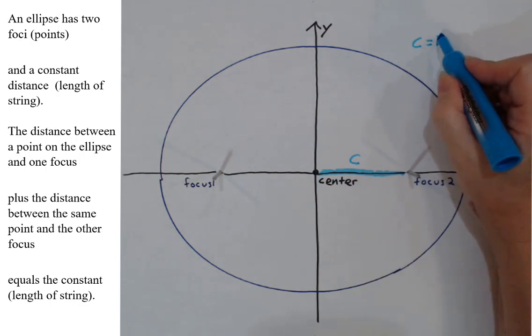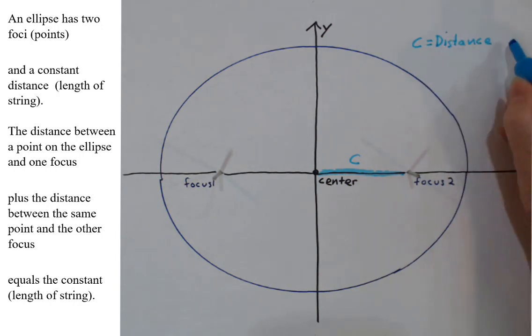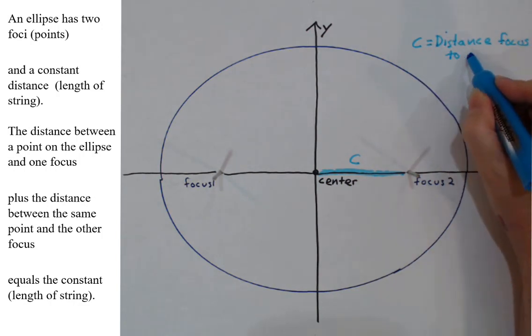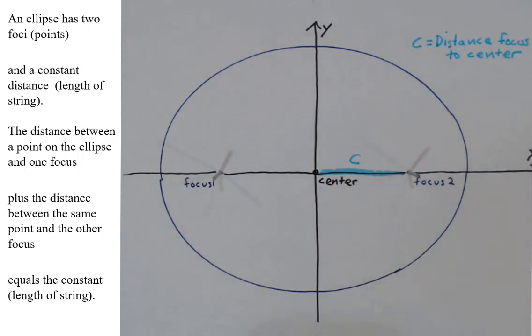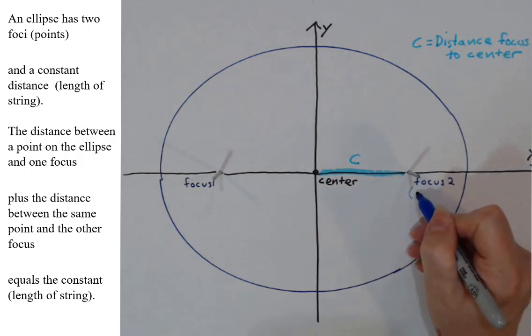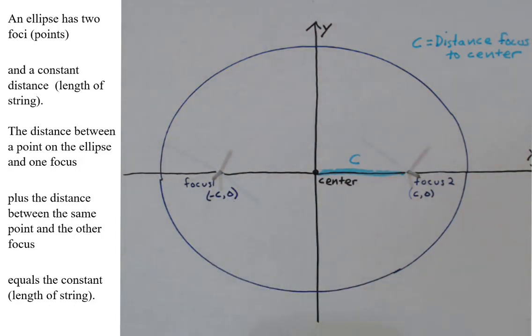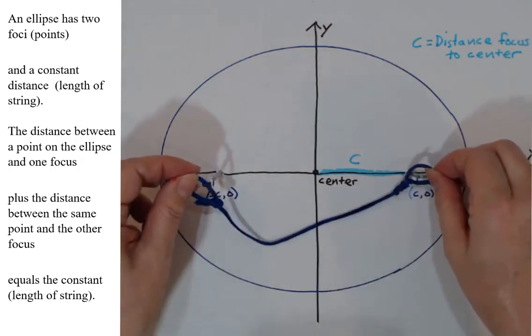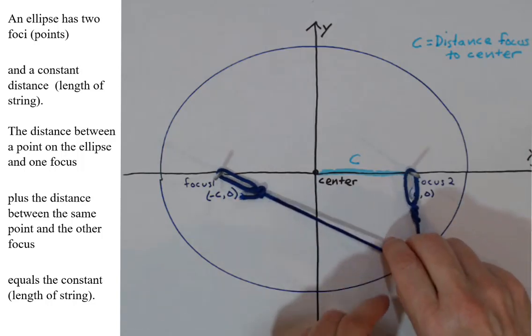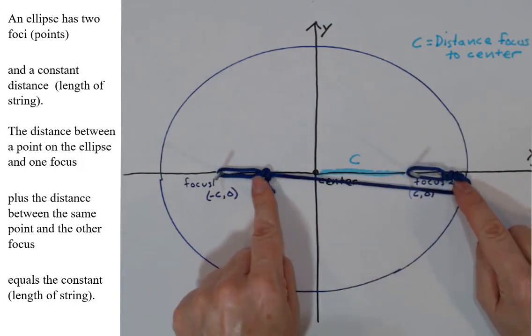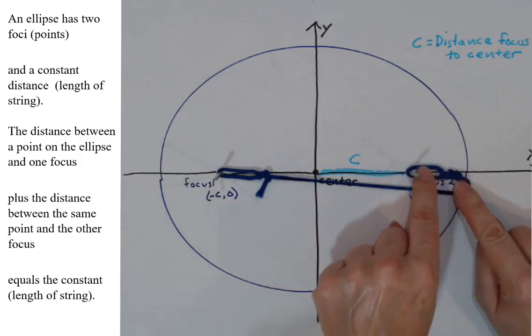The distance between one focus and the center of the ellipse is called c. Using c, we can find coordinates for the foci. One is at x equals c, y equals 0, and the other is at x equals negative c, y equals 0. If we pull the string to the right end of the ellipse, we can see that the string runs from the left focus to the right end and then back to the right focus.